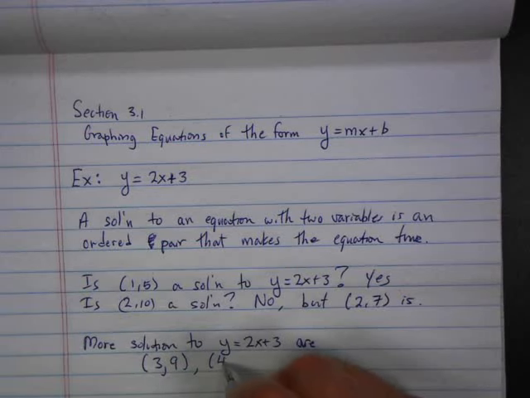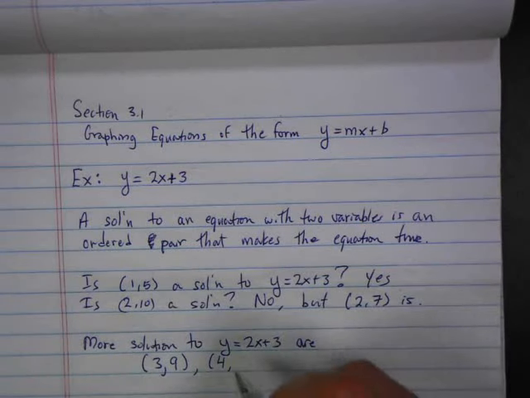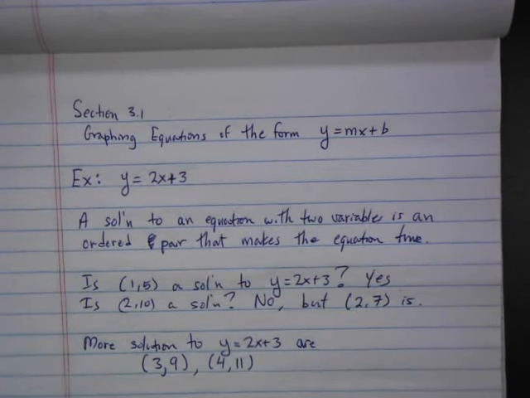Could I plug in 4? Yeah, and I get 2 times 4 is 8. 8 plus 3 is 11. So how many answers are there going to be? An infinite number of answers. How come? x can be any number, can't it? And once x is a number, I'm going to get an answer for y. So how many answers are there? An infinite number of correct answers.